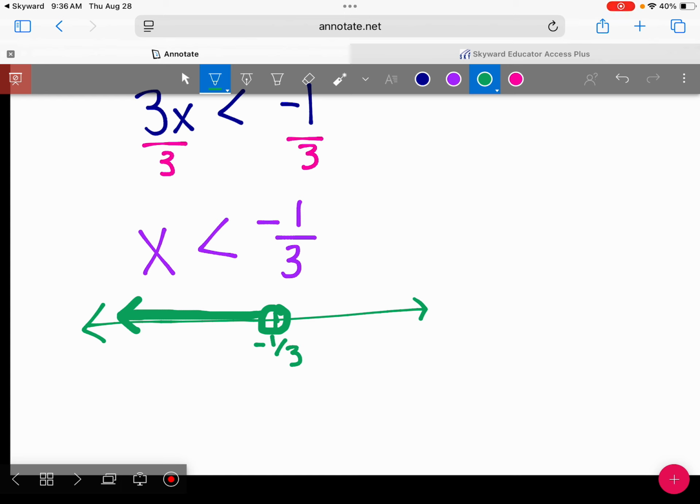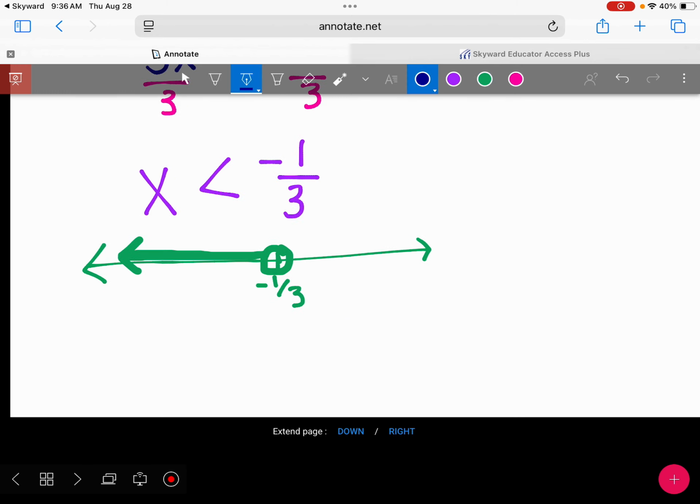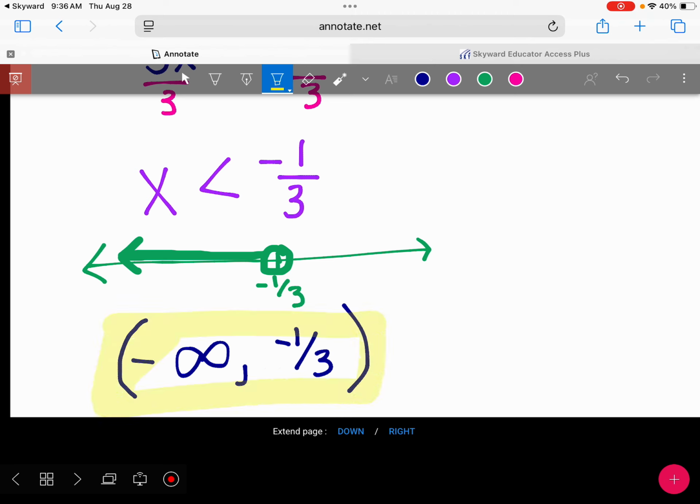What is our interval going to be? From negative infinity up to negative 1/3. Negative infinity always gets a parenthesis. Our negative 1/3, is that going to have a parenthesis or a bracket? Parenthesis. That's our answer. The interval is our answer. Because it could be anything from negative 1/3 all the way down to negative infinity. Negative 1, negative 20, negative 5 million. Anything in that region would make this true.